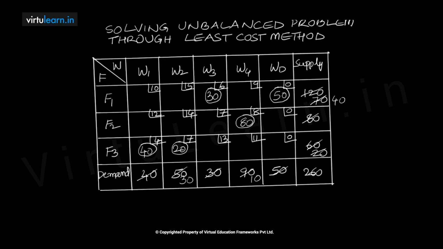Now the lowest cost is 9, because only W1 and W4, only these two cells, F1. So here we are going to allocate 10 units. Out of 40, 10 are gone and 30 are remaining. These 30 units will go to W2.